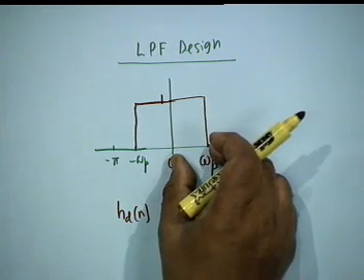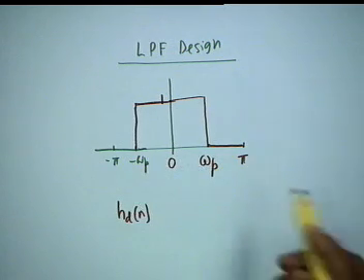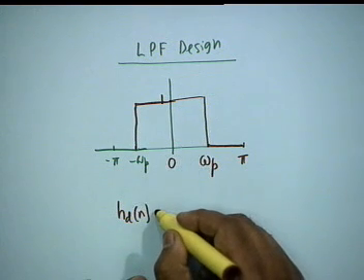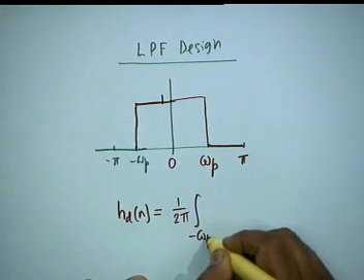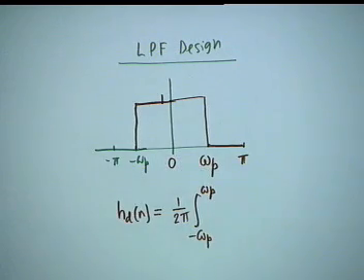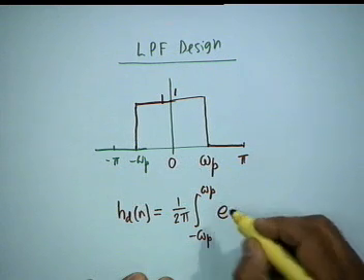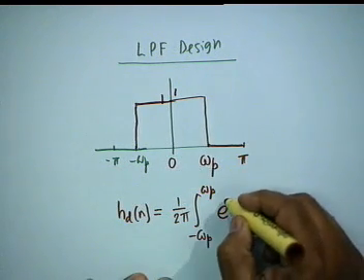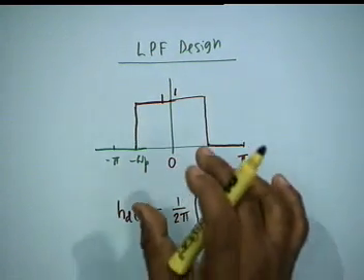Although our range of vision is 0 to pi, in order to obtain h_d of n, we have to extend from minus pi to plus pi, and this becomes 1 over 2 pi integral from minus omega p to plus omega p, because the rest is 0, and in between the response is 1. Therefore, 1 times e to the power j n omega d omega. Now, this is true if we only want a 0 phase response.